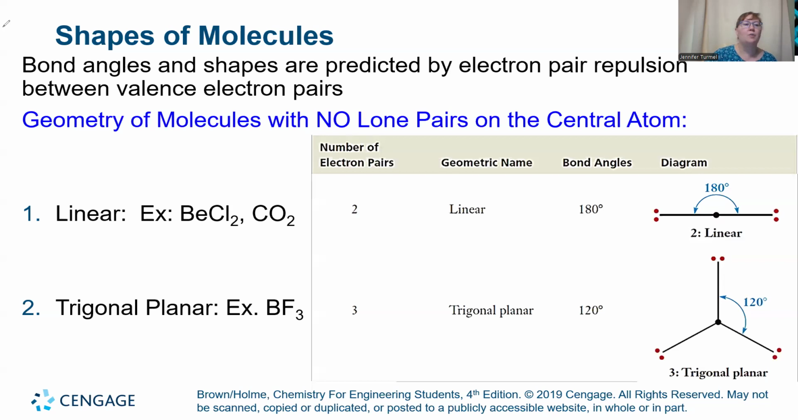And we are up to slide 16. Okay, so first of all, some molecules like beryllium chloride and carbon dioxide are going to form linear molecules. They share 2 electron pairs and they have a bond angle of 180 degrees. Okay, and beryllium chloride will look like this.